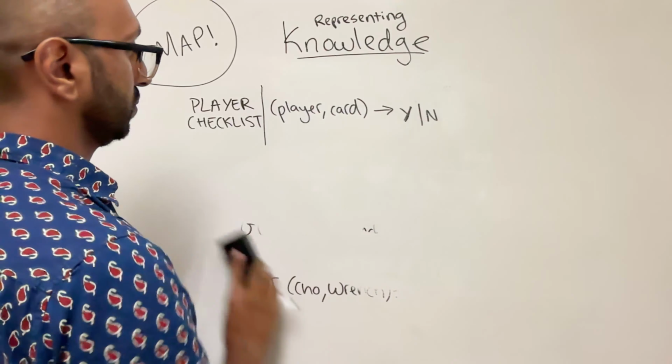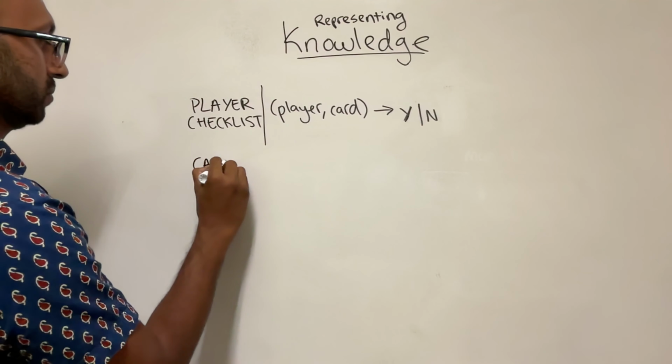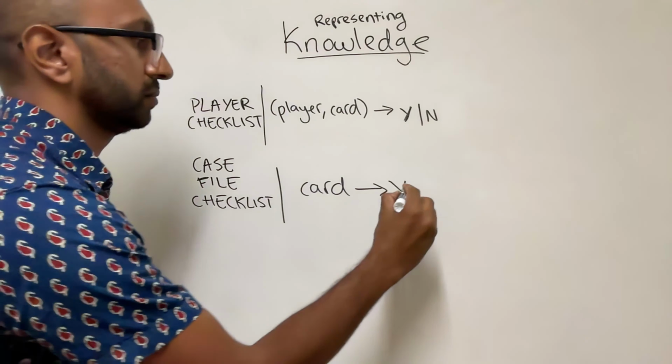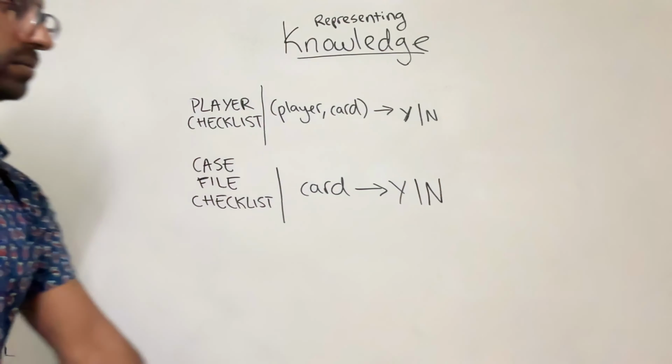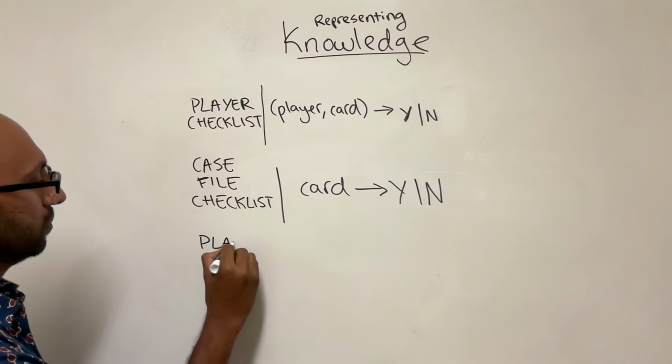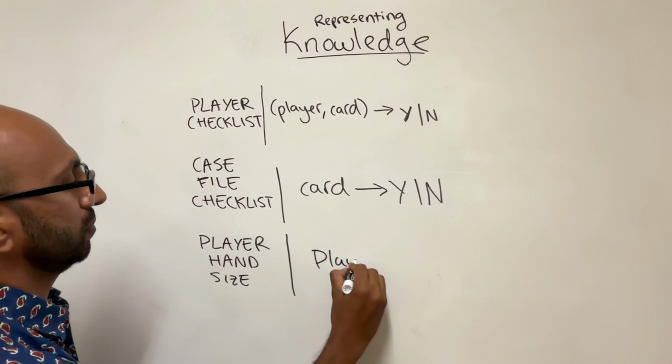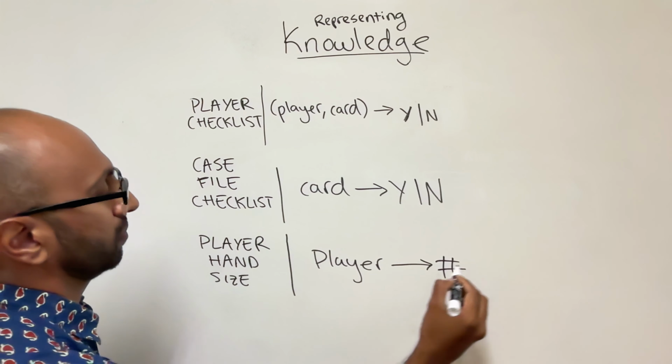So our knowledge basically has three maps: a map for the player checklist and a map for the case file checklist. In this case, we know we're looking up in the case file, so we don't need to give it a player. So the map is just from card to Y or N. And last, we want the user to supply us information about how many cards are in each player's hand, and that'll be a map from a player to a number.